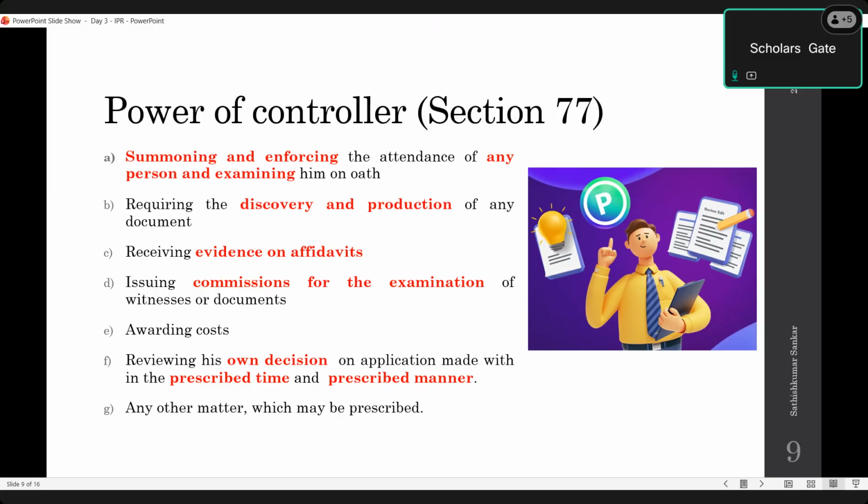So the rest of the things, what will happen? The controller has full rights to take any decision on that particular patent as per the Patent Act 1970, Section 77.